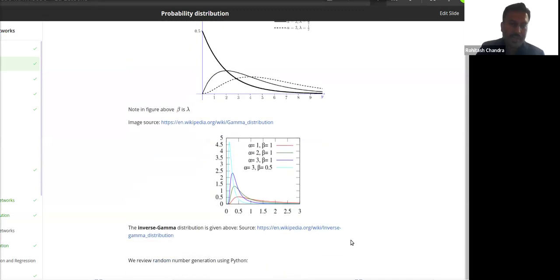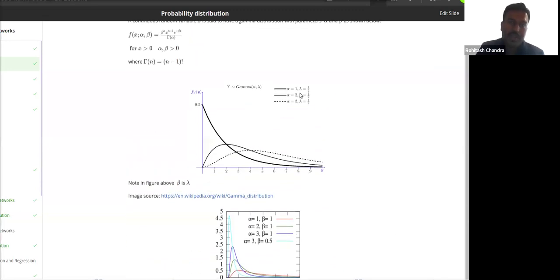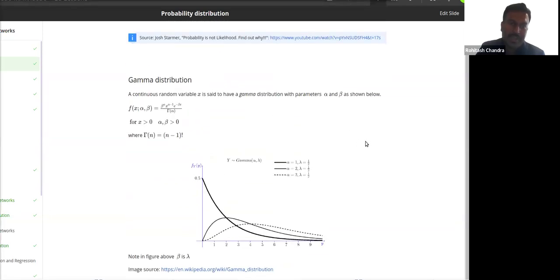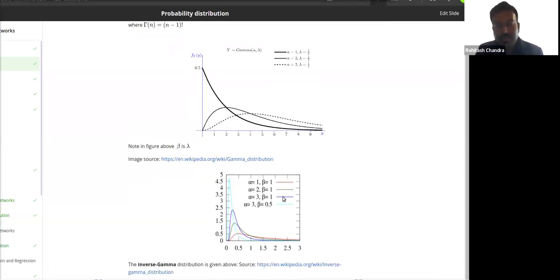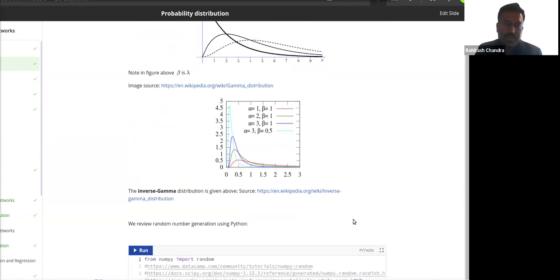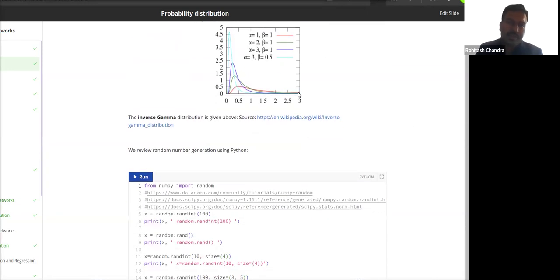There's also the inverse gamma distribution. Similar to the mean and standard deviation, you have two parameters in a gamma distribution: the alpha and the lambda, or sometimes the notation is alpha and beta, depending on who is implementing it and what notation is used. Based on different values of those parameters, your distribution will look different. So in the first one, alpha is half and beta is 1. Similarly, you have an inverse gamma distribution with different values.